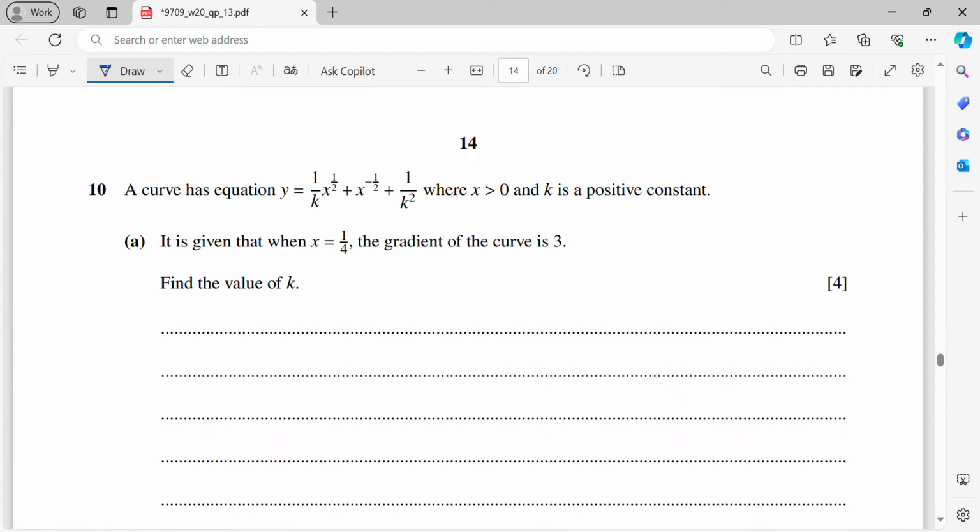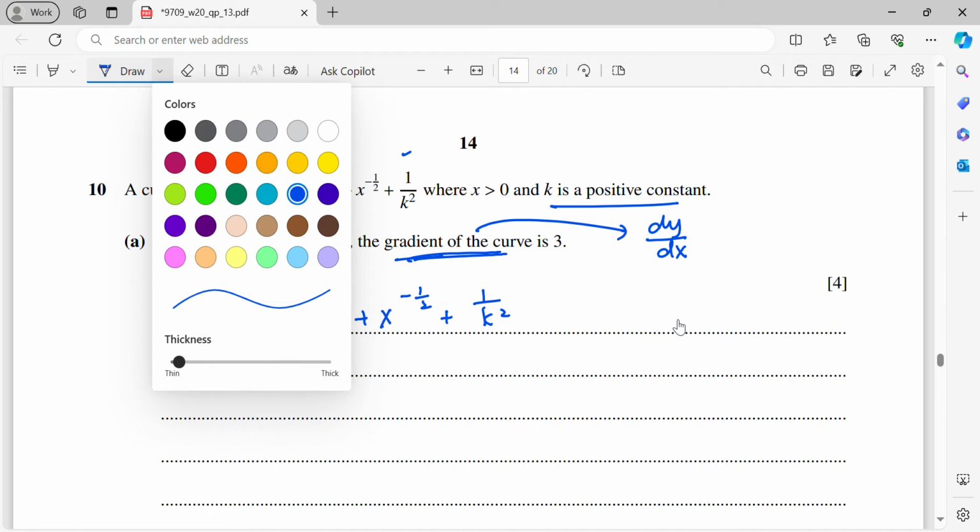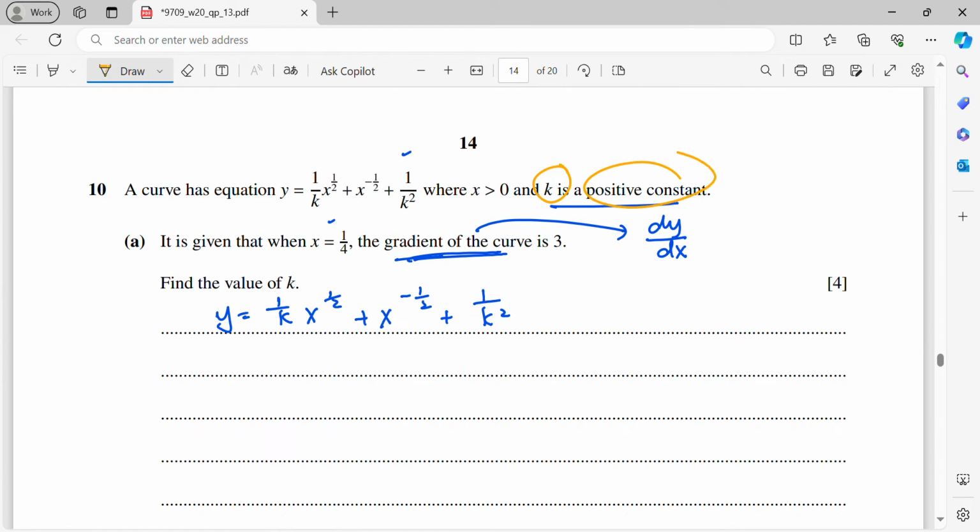Okay, next question, number 10. A curve has this equation where k is a positive constant. Given that when x equals 1 over 4, the gradient of the curve is 3. This gradient of the curve is basically dy over dx. Now find the k. So y equals 1 over k x to the power half plus x to the power negative half plus 1 over k squared. Now remember, k is a positive constant.